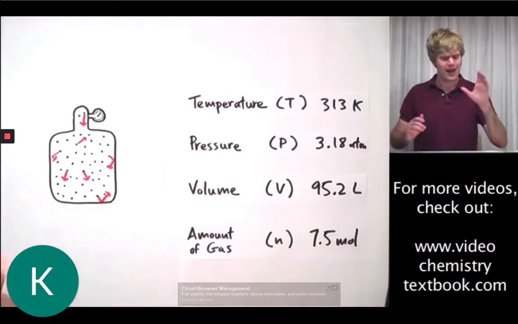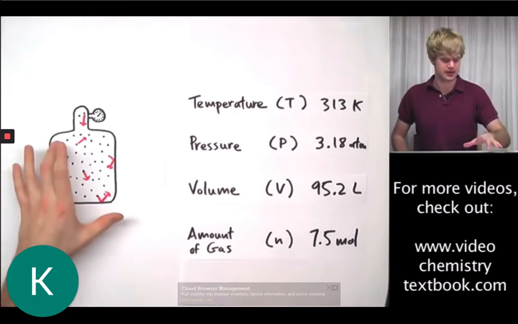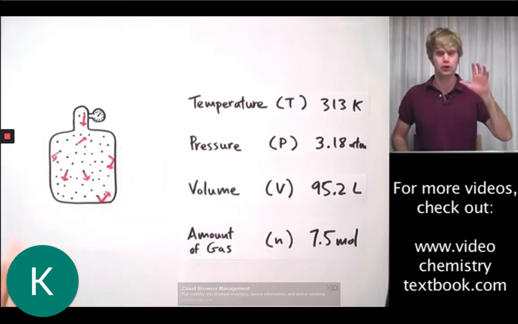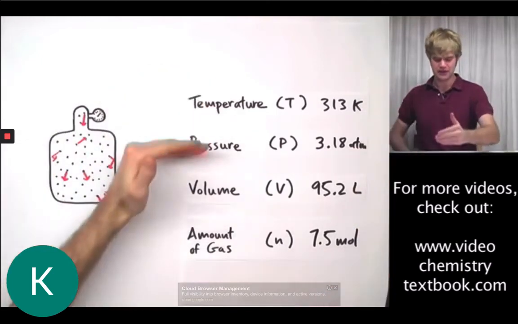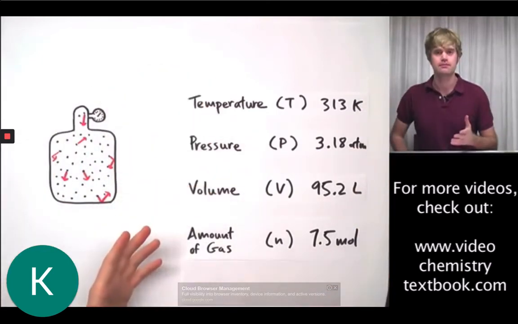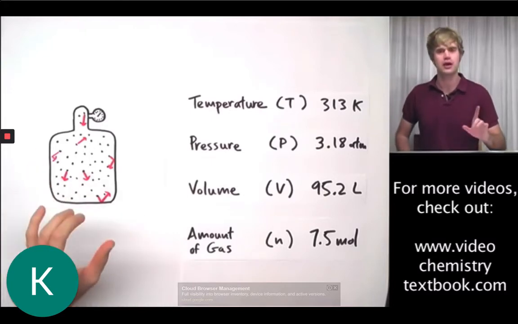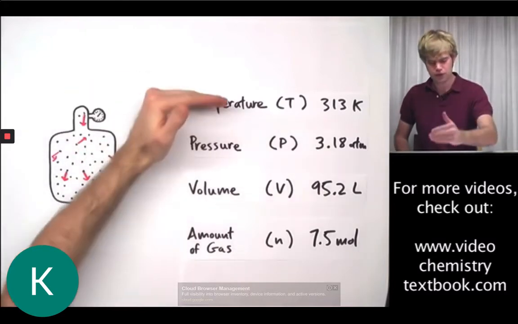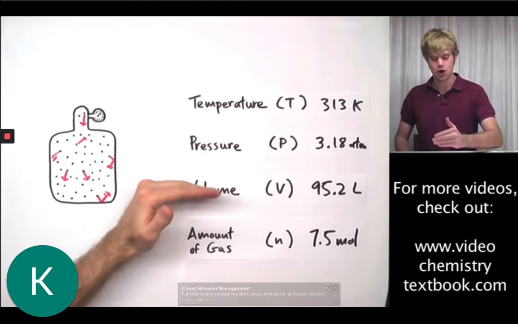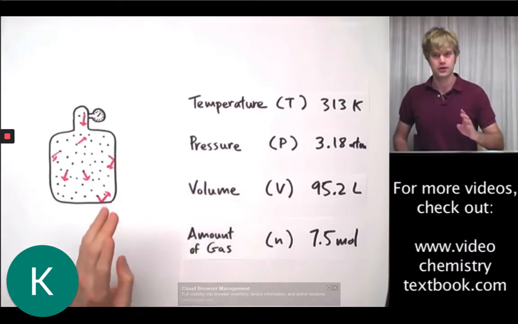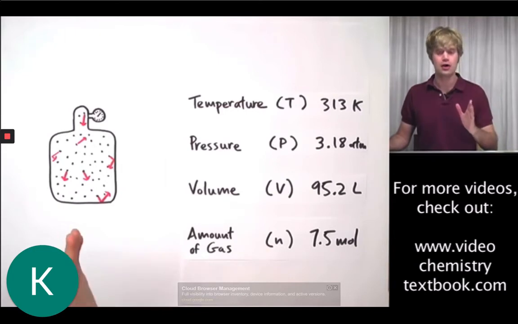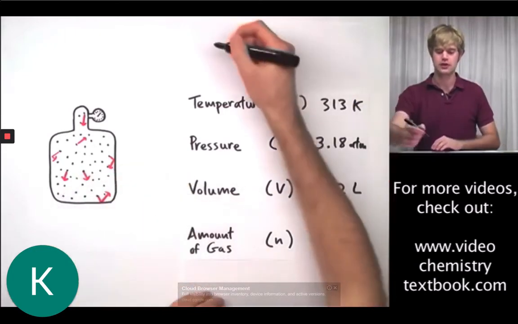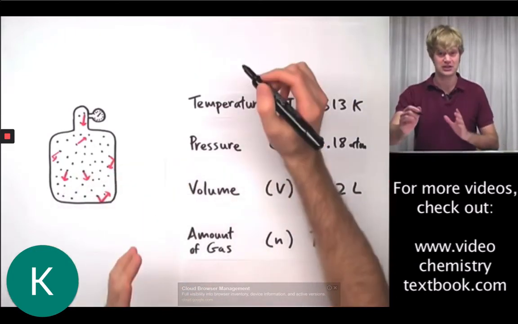Now, whenever we have a sample of gas like this, if it's a tank or it's in a balloon or wherever it is, we can give it these various characteristics. And it turns out that also for any sample of gas, if we know 3 of these characteristics, we can figure out what the 4th is. All we need to do is know 3. And in order to do that, we use an equation that's a representation of the ideal gas law.